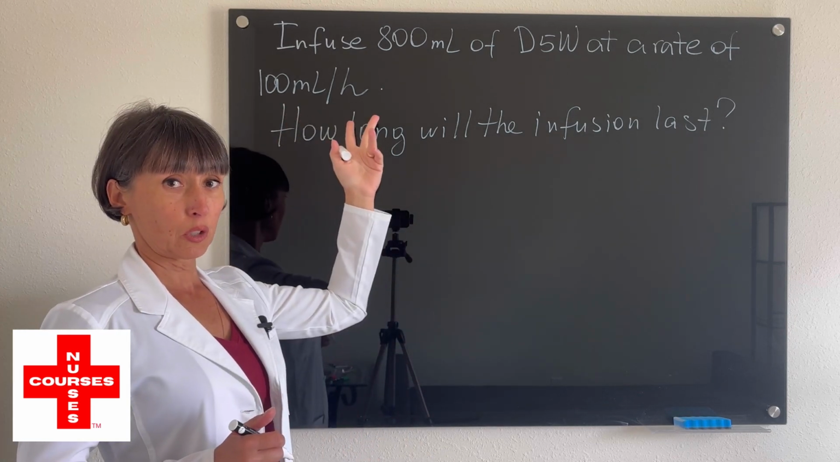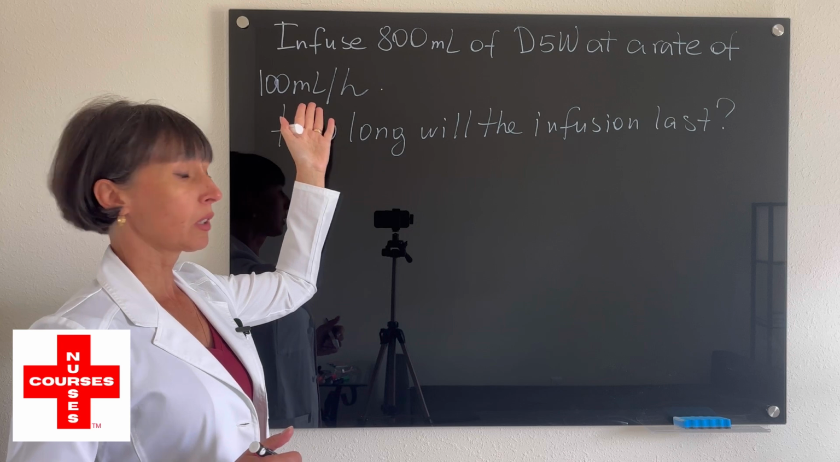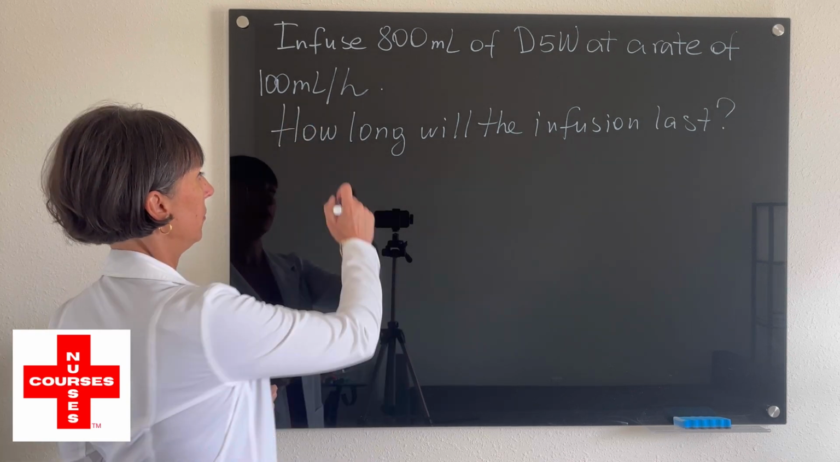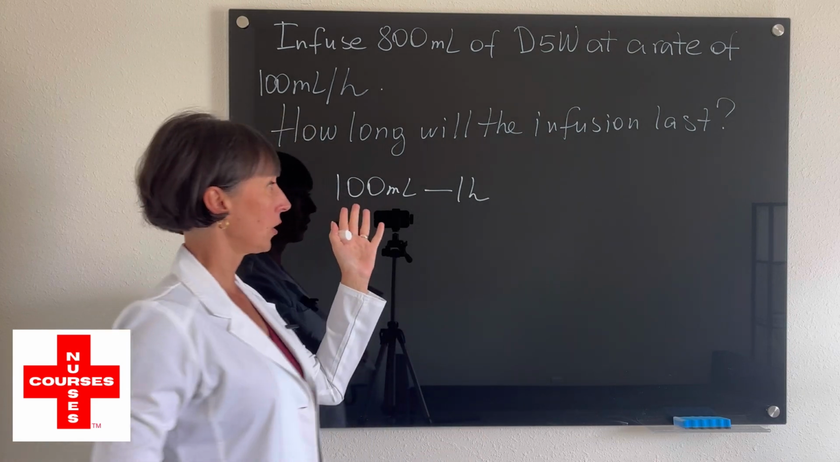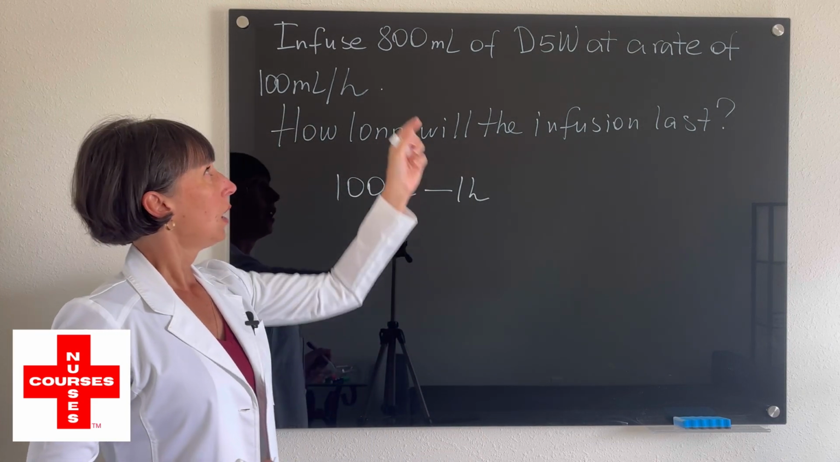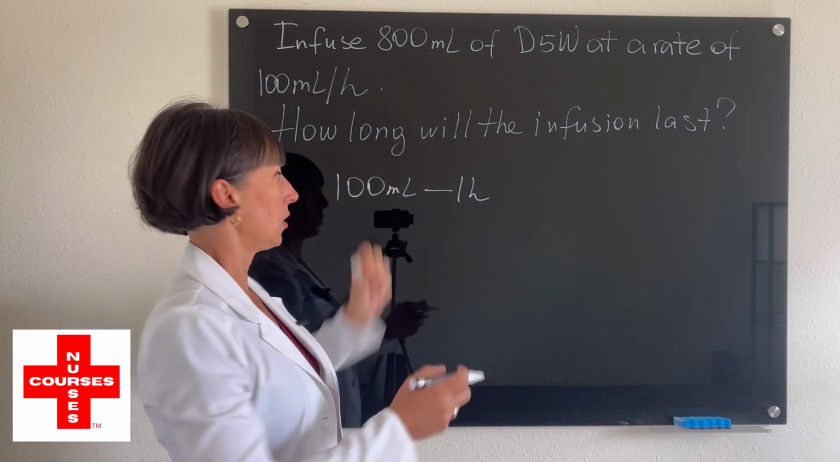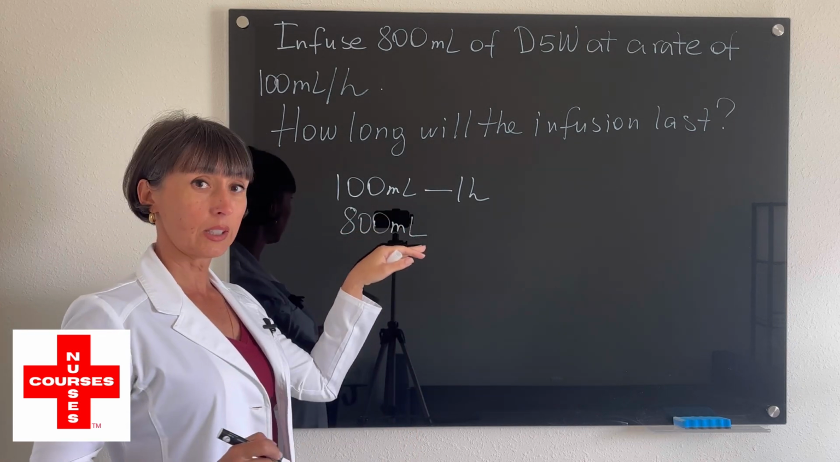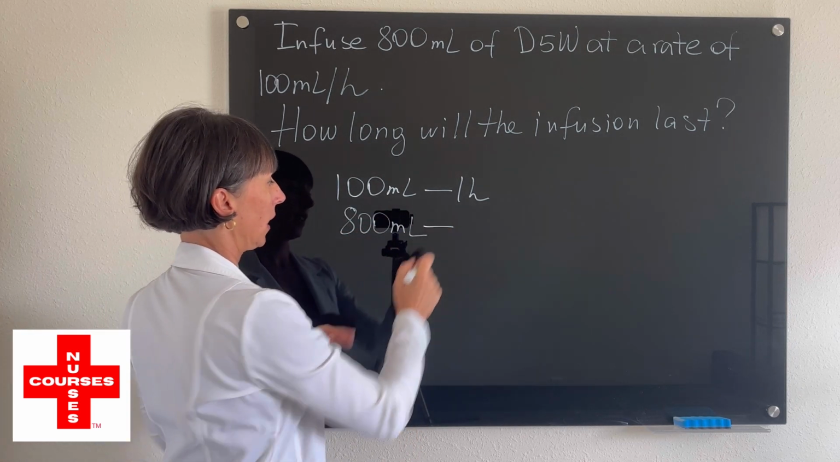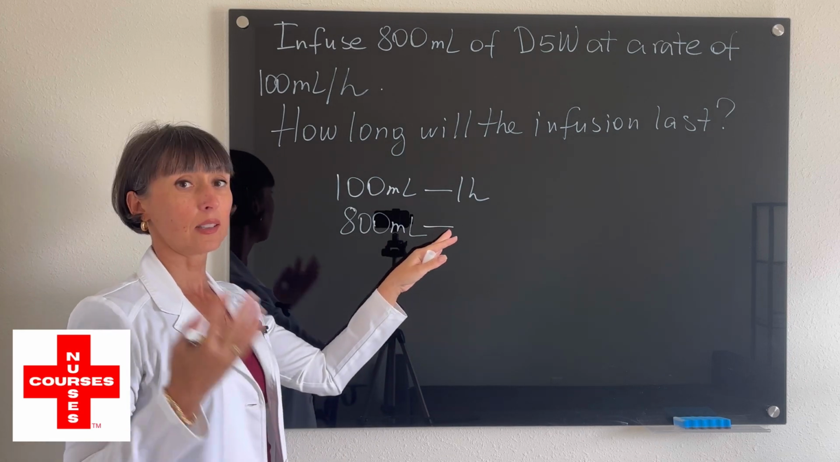What do we know from this problem already? We know that 100 milliliters are going over 1 hour. 100 milliliters is 1 hour. I need to infuse 800 milliliters. I'm going to put milliliters under milliliters and say that 800 milliliters is X hours.